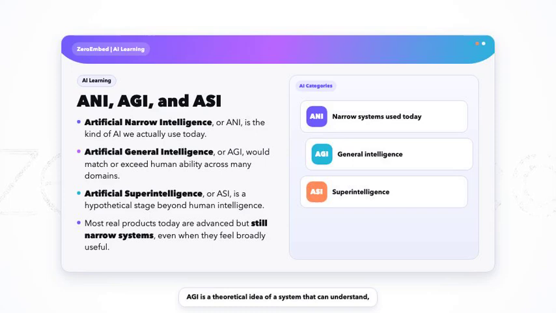AGI is a theoretical idea of a system that can understand, learn, and adapt across domains with the flexibility of a capable human. ASI goes even further and refers to intelligence beyond human capability. For now, the world runs on ANI. That is important, because people often confuse impressive behavior with true general intelligence.